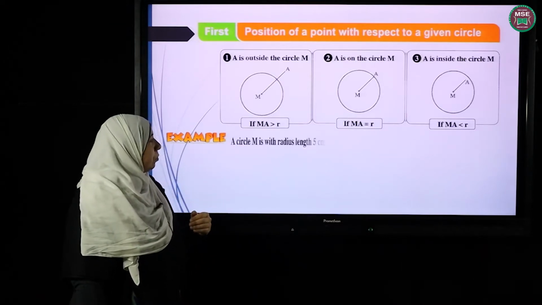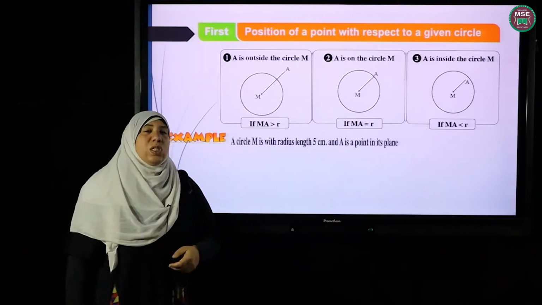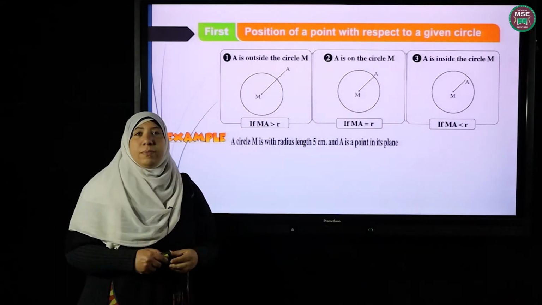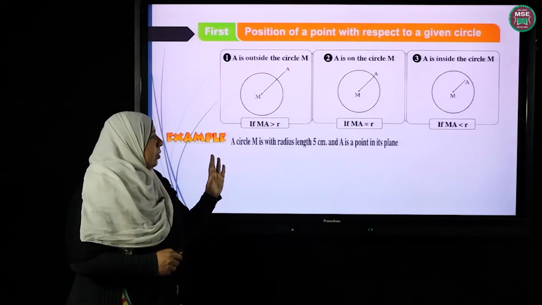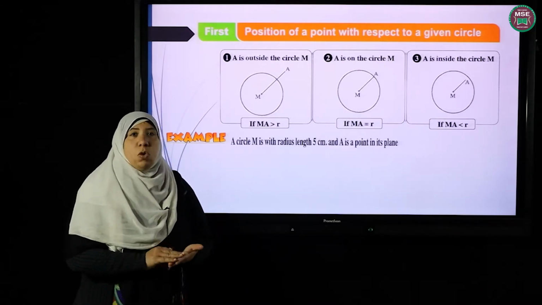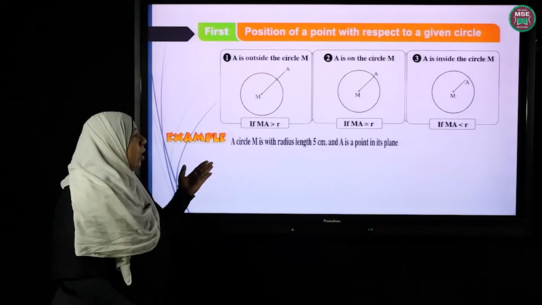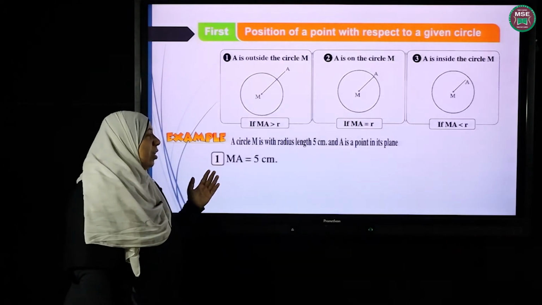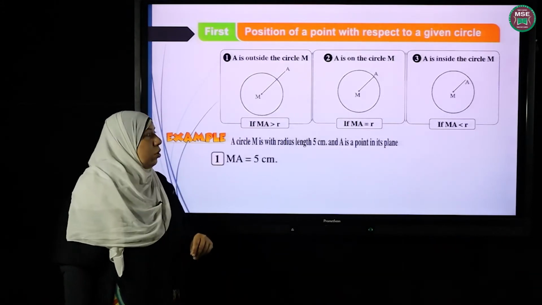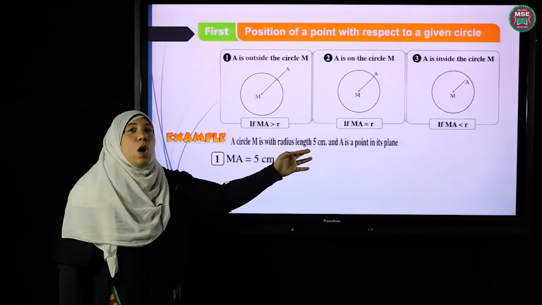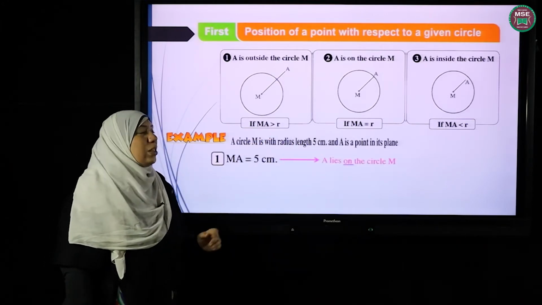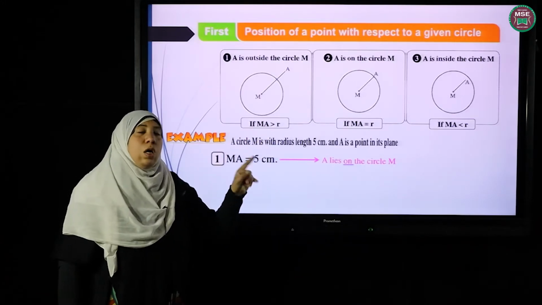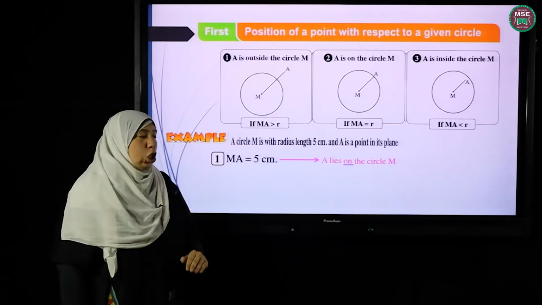For example, I have circle M with radius length 5 centimeters, and A is a point in its plane. The question is in this form, with no figure and no circle, and I have only the length of the radius. If the distance MA equals 5, which is equal to R, this point is on the circle. As we said before, if MA equals R, the point is on the circle.